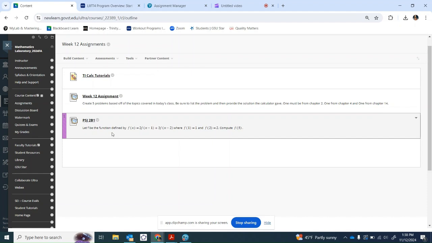There's only one PSJ this week. So if you have a function where the value is 2 times the previous value plus 3 times the value from two back, I give you F1 and F2. Can you get to F5?